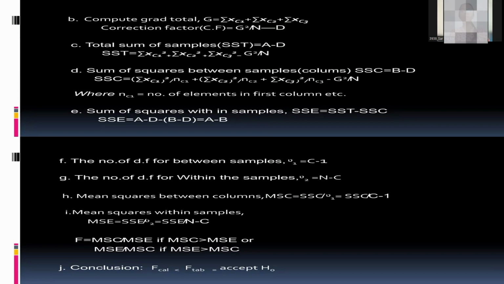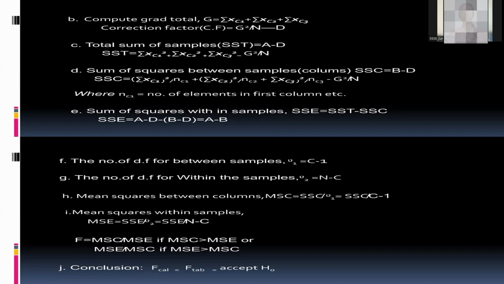SST means the total sum of samples, and SSC will be the sum of the squares between the samples. The next one is the number of degrees of freedom. For between the samples, V1 is equal to C minus 1, and for within the samples, V2 is equal to N minus C.